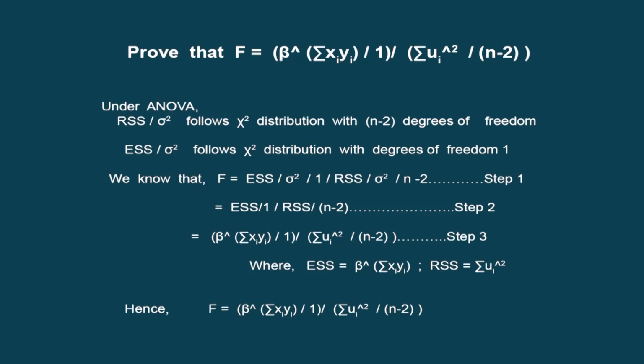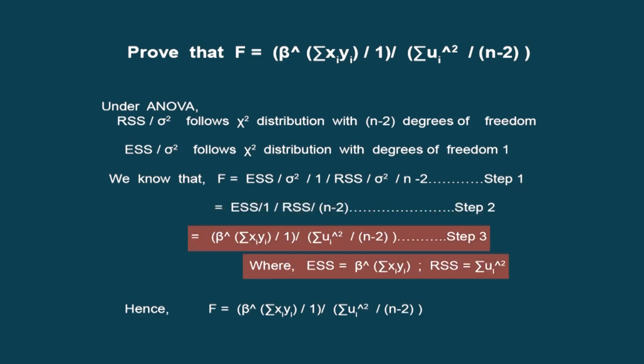On the basis of that, we start with our F ratio, which is basically the sum of squares divided by the respective degrees of freedom. So we get the explained sum of squares, as mentioned in step 1, divided by sigma square, which is the population variance, divided by 1, which is the respective degrees of freedom. Again, we divide by the RSS, which is the residual sum of squares, divided by sigma square again, and then we have n minus 2. This n minus 2 is the degrees of freedom. After simplification, we get step 2. So in step 2, we observe ESS by 1 divided by RSS by n minus 2. That is step 2.